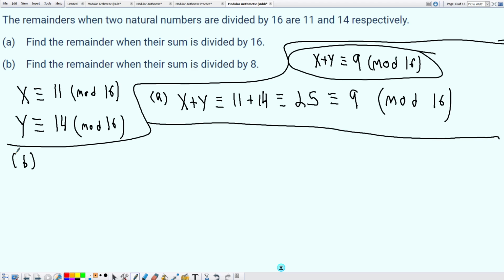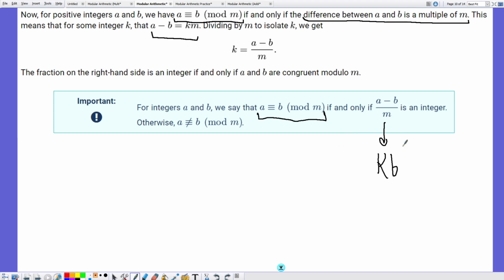So, let's rewrite the congruence statement for x. The way I'm going to do that is like that fraction setup we have where we said that the difference of x and 11 over 16 is equal to an integer, k. That comes from the congruence statement we learned about. This is from a previous problem, where if two integers are congruent mod m, then their difference over m is equal to another integer, k.